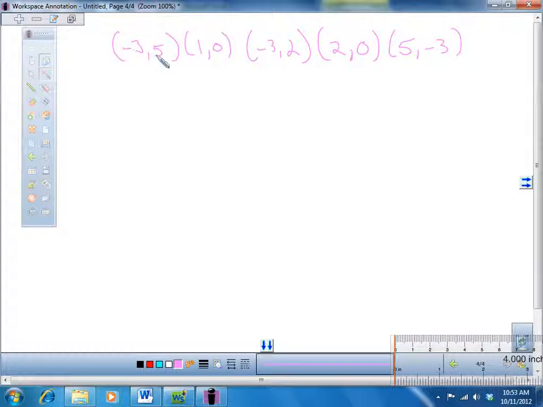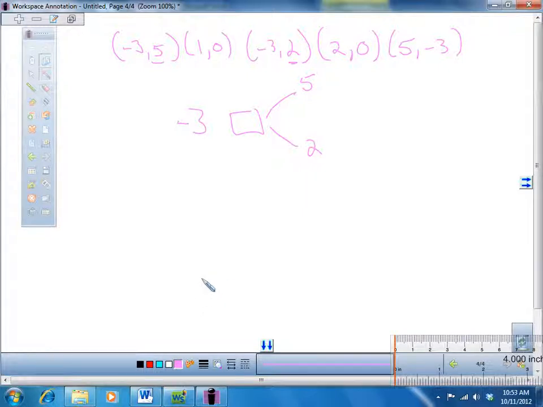For this x value, how many different y values do I get? 2, right? If I plug in negative 3, I could get out both a 5 and a 2. So that is not a function, because when I plug in negative 3 into my machine, I could get out either a 5 or a 2.